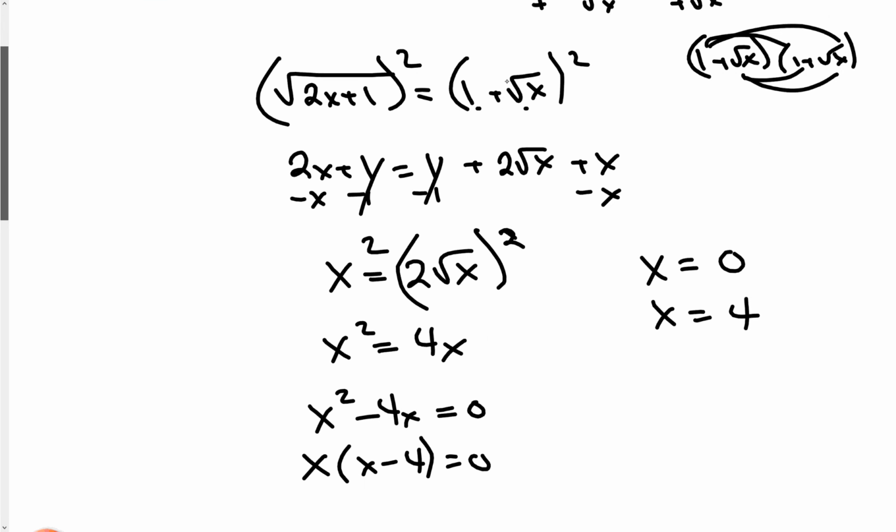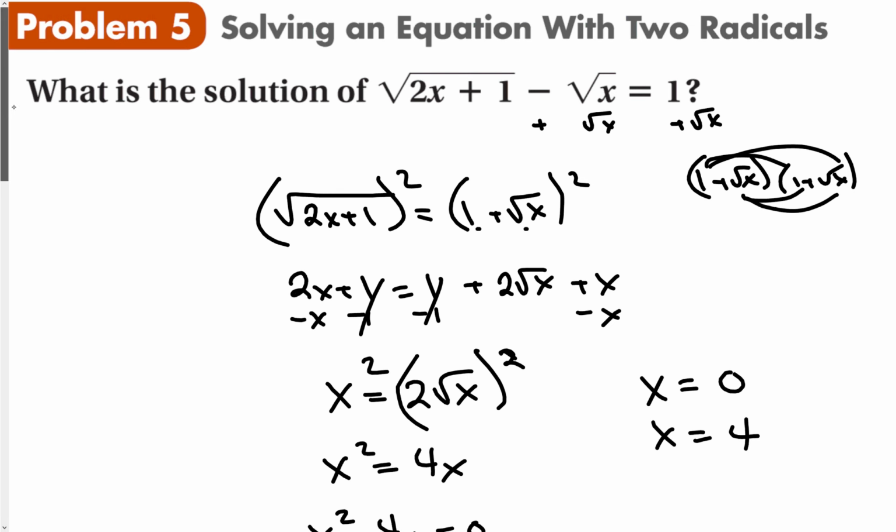If x was equal to 0, that's the square root of 1, which is 1, minus 0 is 1. So that works. That doesn't mean the other one doesn't. 2 times 4 is 8, plus 1 is 9, so that's the square root of 9, minus the square root of 4. So that's 3 minus 2 is 1. They both work. So it is possible that both of these things work.